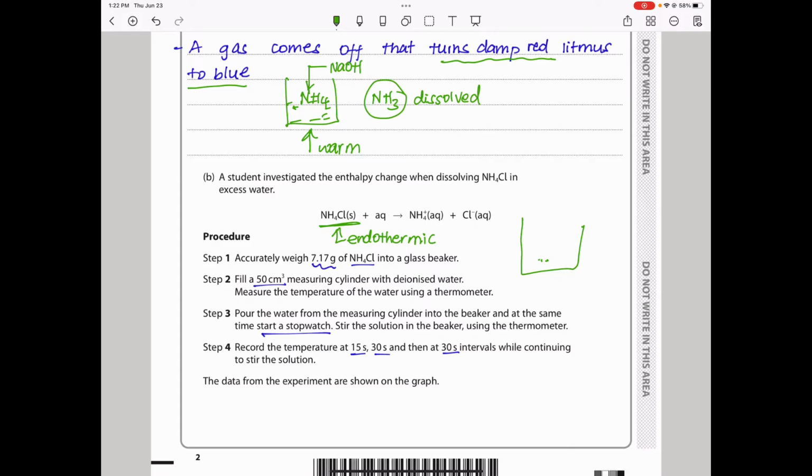They say pour the water from the measuring cylinder into the beaker, and at the same time start a stopwatch. Stir the solution in the beaker using a thermometer, and then record the temperature at 15 seconds, 30 seconds, and then at 30-second intervals while continuing to stir the solution. They say the data from the experiment is shown on the graph. I'm going to move on to the next page.